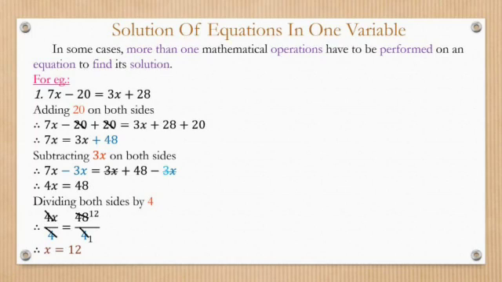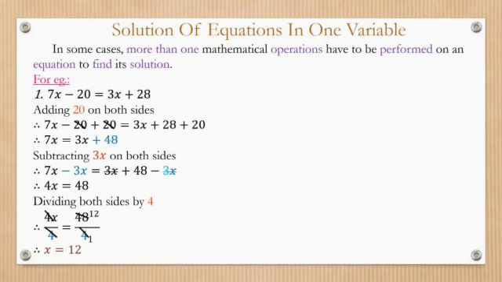So, adding 20 on both sides, 7x minus 20 plus 20 is equal to 3x plus 28 plus 20. So, minus 20 and plus 20 on your left hand side gets cancelled. So, 7x is equal to 3x plus 48. Got it? Understood? Yes? Okay.